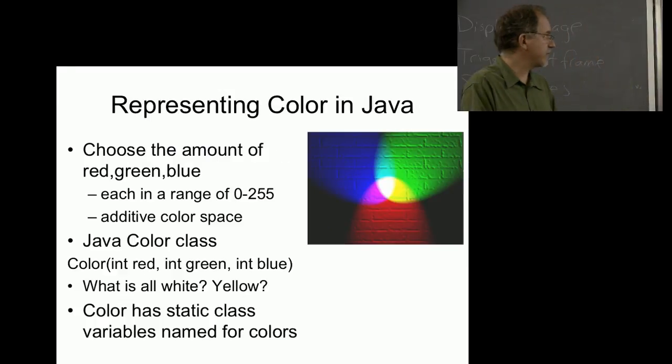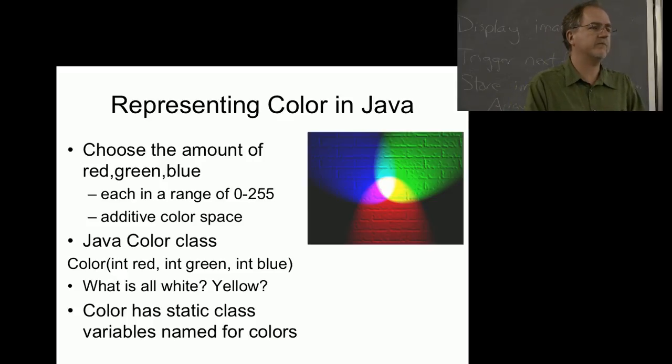In Java, we represent the amount of red, green, and blue, each in a range from 0 to 255, which matches up with a byte, which is one of our primitive ways of storing information.